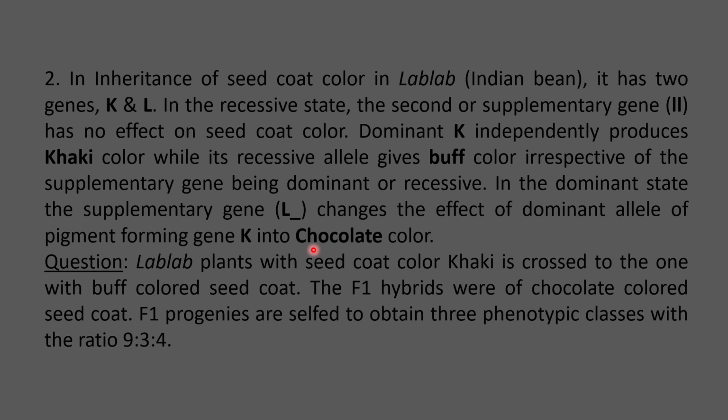So that being said, moving on to the question: Lablab plants with seed coat color khaki is crossed to the one with buff colored seed coat, which means a khaki colored seed coated parent is crossed with a buff colored seed coated parent. Now, the F1 hybrids were chocolate colored. When khaki and buff colored plants were crossed, the F1 hybrids obtained were chocolate colored. And these F1 progenies are selfed to obtain three phenotypic classes with the ratio 9:3:4.